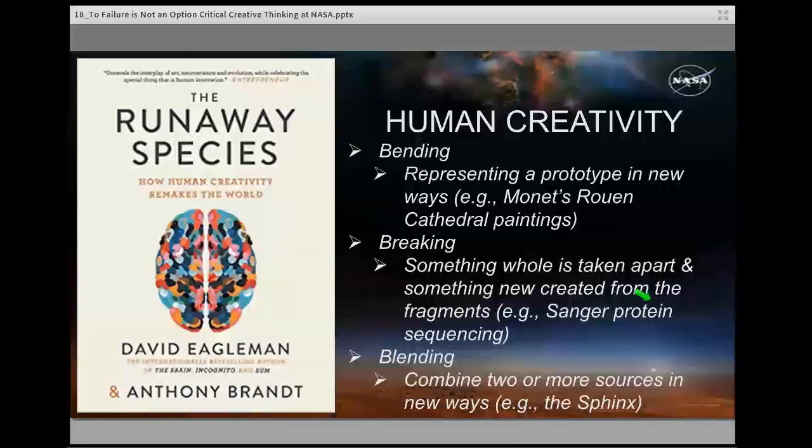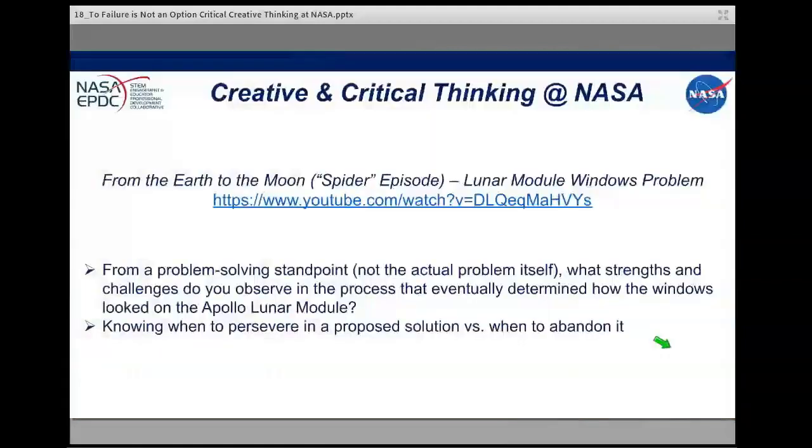Breaking is where you take pieces apart and then put them together in new combinations. Something from science like protein sequencing would be an example of that. And then blending, where you take 2 completely different things and put them together in some kind of a new solution, like the Sphinx. I've oversimplified the book. There are lots and lots of examples from the real world that illustrate these 3 strategies that we humans appear to use in terms of problem solving and creatively solving those problems.